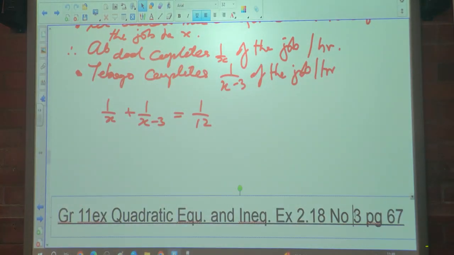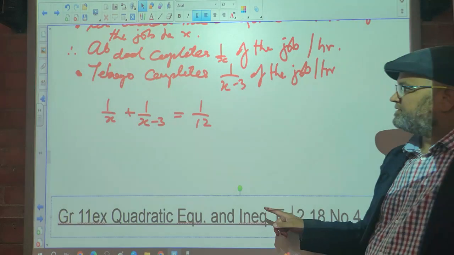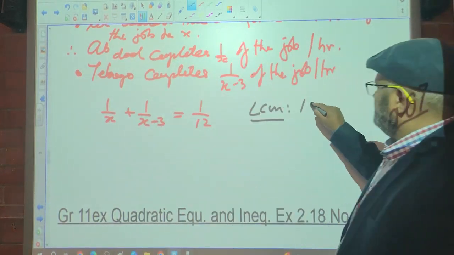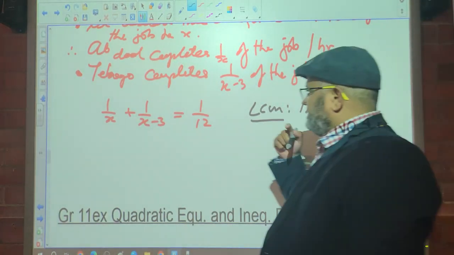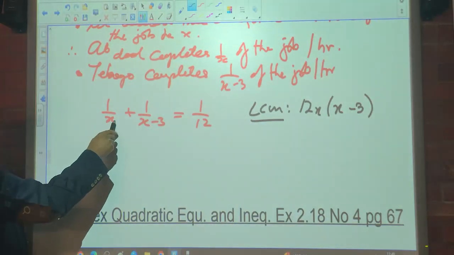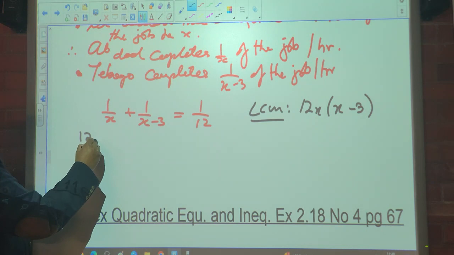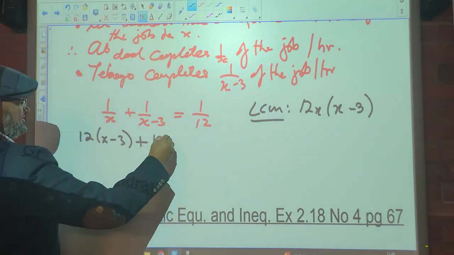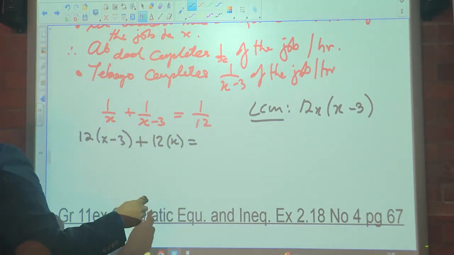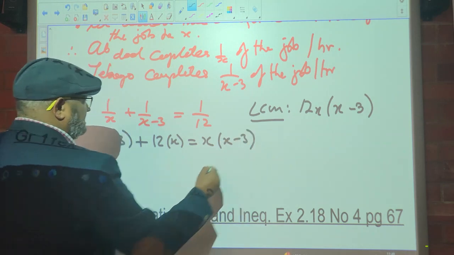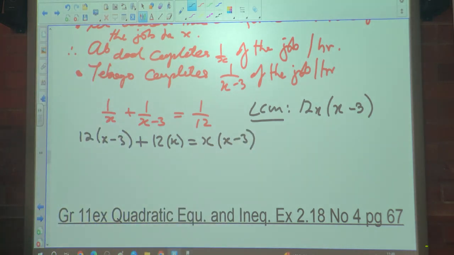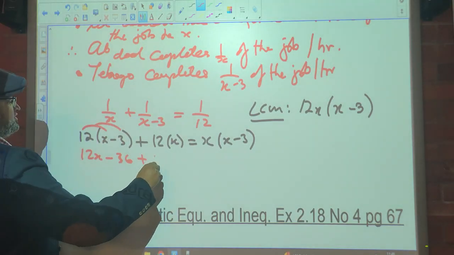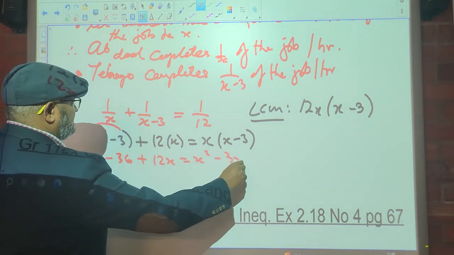Alright. So what's my LCM here? LCM is 12x into x minus 3. So what must this be multiplied by? 12 into x minus 3. What must this be multiplied by? 12x. What must this be multiplied by? X into x minus 3. So now it's just a matter of tidying up. Not so. There's going to be 12x minus 36 plus 12x is equal to x squared minus 3x.